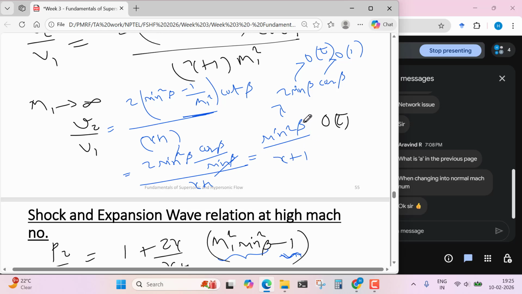And if you see, sin 2 beta is 2 sin beta into cos beta. Sin beta is order of tau and cos beta is order of 1 for small angles. So it is order of tau. This is for small angles only.